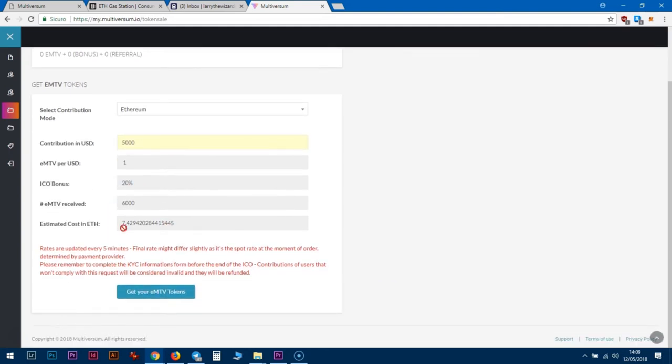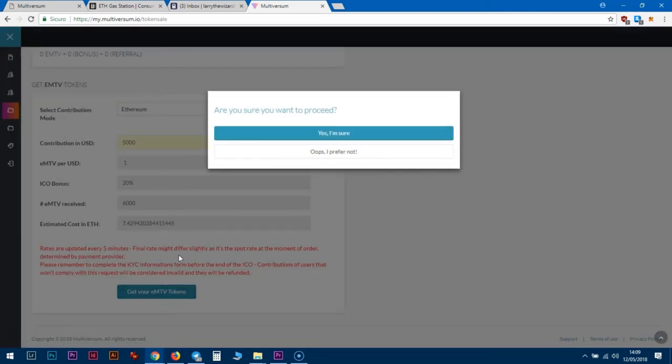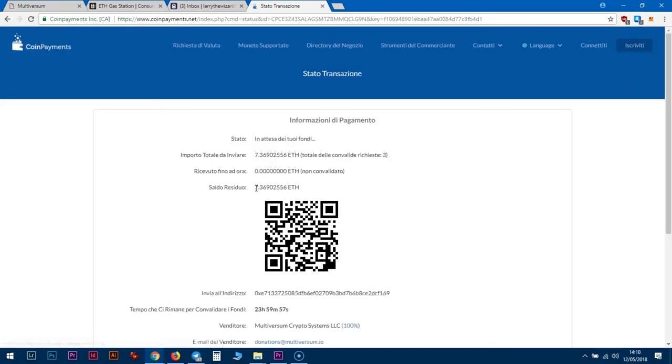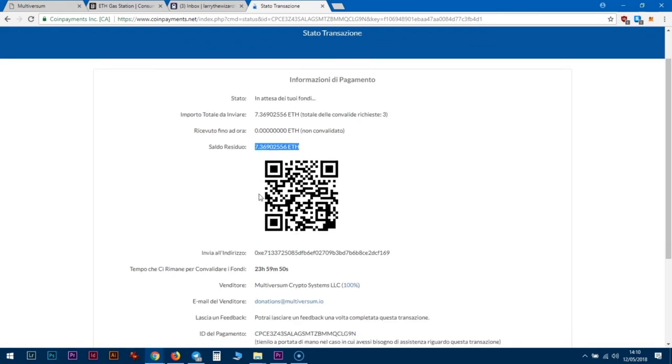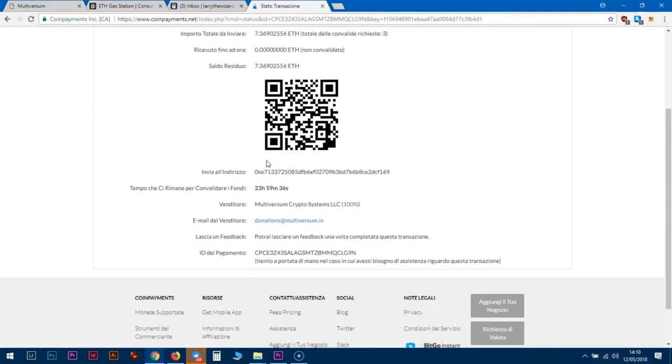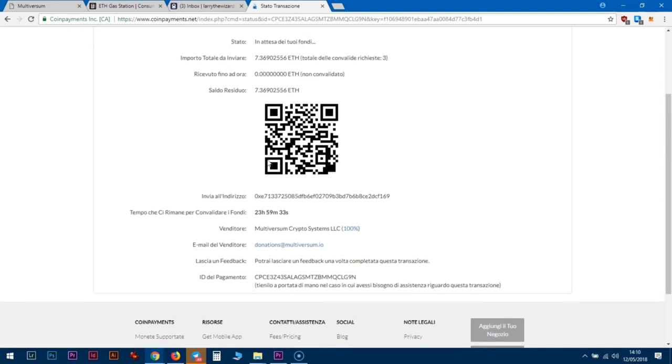Okay, now please be very careful when you copy the estimated cost in Ethereum. Copy it perfectly the same. When you send Ethereum from your wallet, make sure this number is the exact same as the one you put. Otherwise your transaction will be refused and you will be refunded, losing money, losing fees and time.